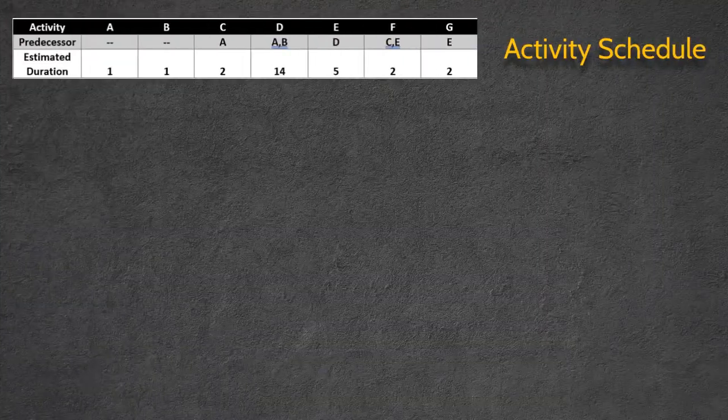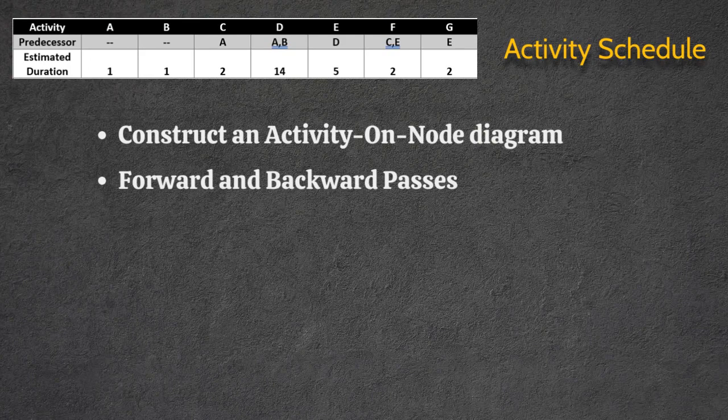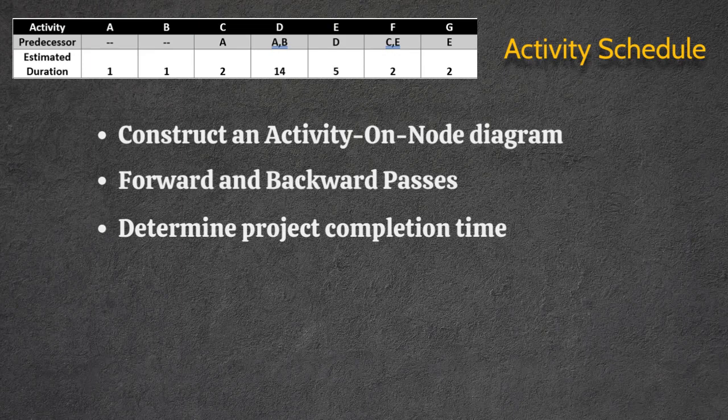We will be working with this activity schedule, and we will use it to construct the activity on node network diagram. We will simplify forward and backward passes, determine the project completion time, calculate the slack values, and lastly, we will state the critical path.